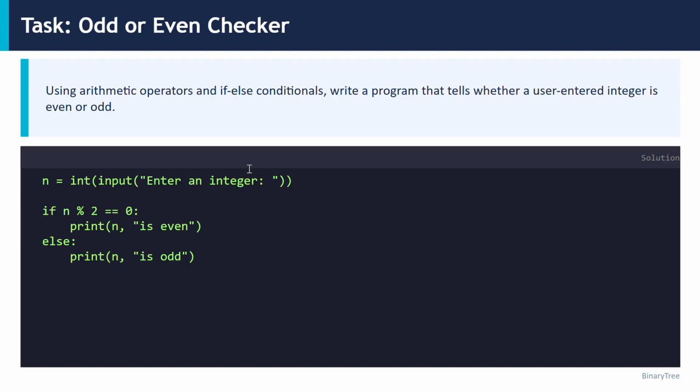Here's the solution. Read the input and convert it to an integer. Then, if the number modulus 2 equals 0, print that it's even. Otherwise, print that it's odd. We can encode this logic with an if-else statement. Try it yourself first, then check against the slide.